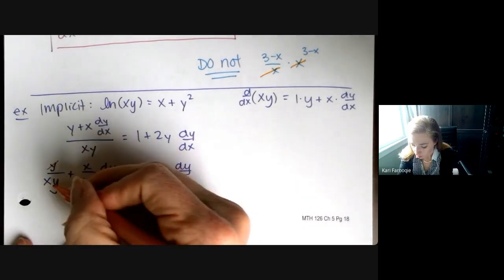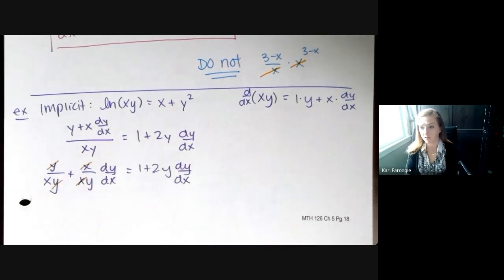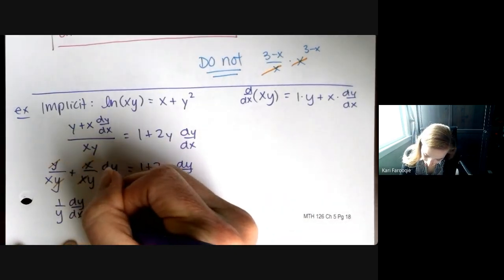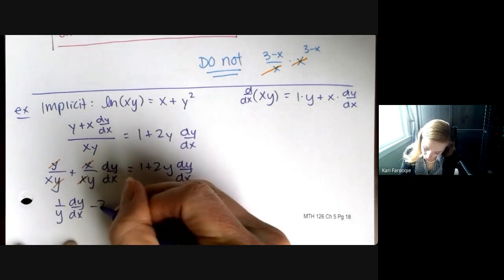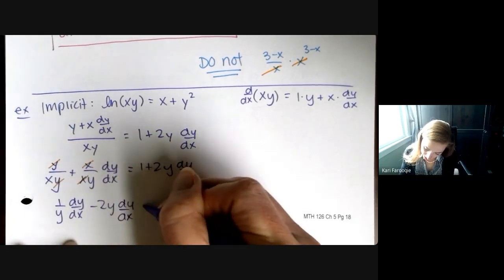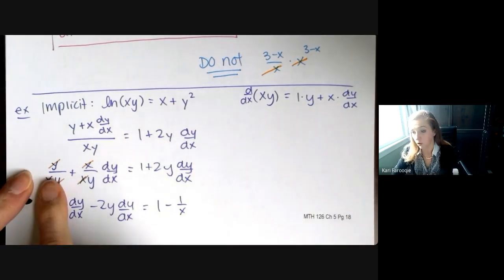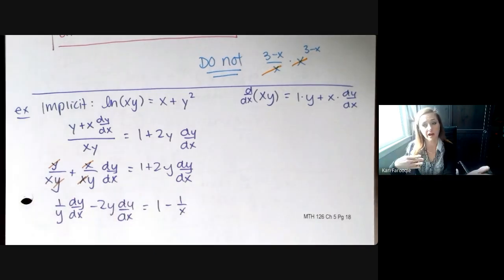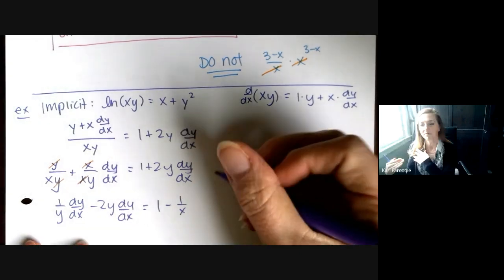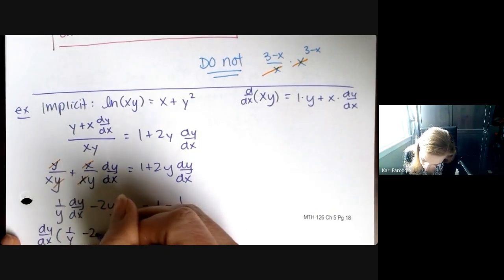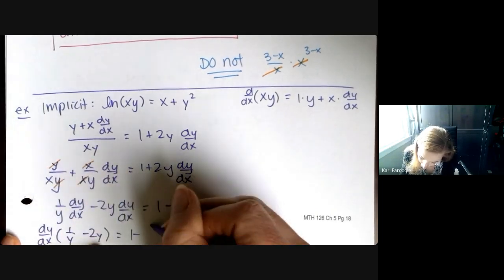Now, I can cancel out these common factors in the numerator and denominator. I'm going to leave my dy/dx's on the left. So I have 1 over y dy/dx minus 2y dy/dx is 1 minus, and then this term will be 1 over x. I'll move it to the other side. Change the side, change the sign. All right, so we're good to go there. Go ahead and factor out your dy/dx. That leaves you with 1 over y minus 2y is 1 minus 1 over x.